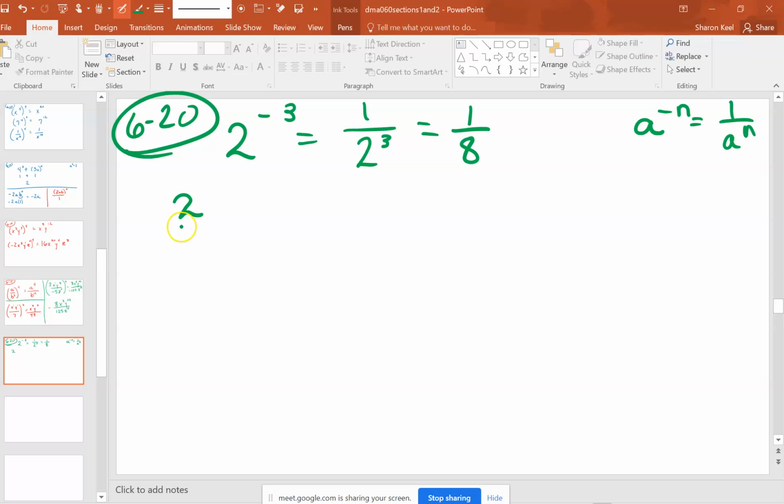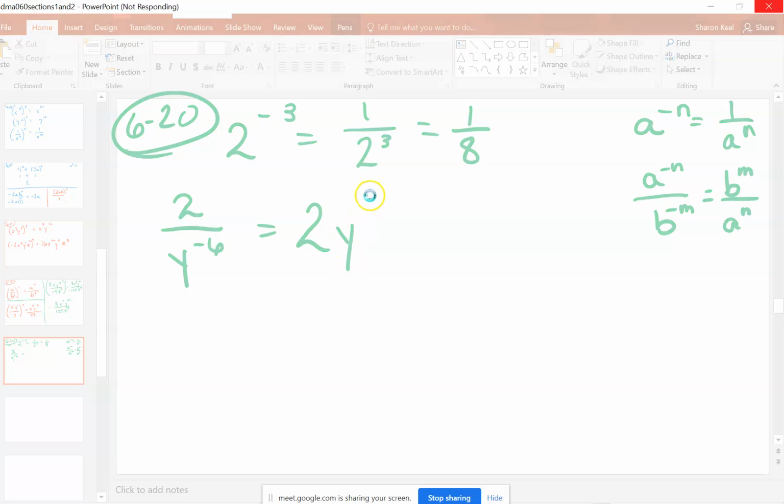Here we have 2 over y to the negative 6. Now remember this example earlier. If you have negatives in the top, the top goes to the bottom to become positive, and the bottom comes up to the top to be positive. So for this scenario, to get rid of the negative exponent here, all I can do is just bring the y up to the numerator. So that's just going to be 2y to the positive 6.